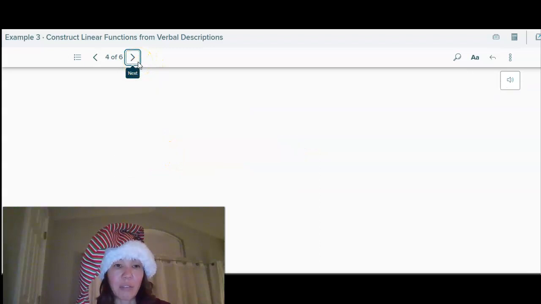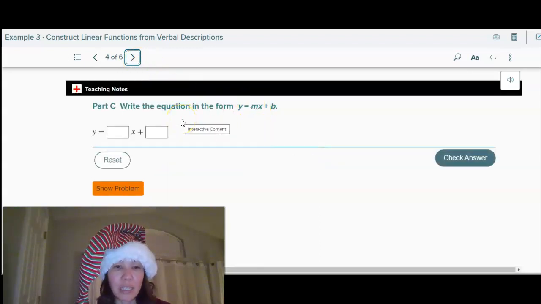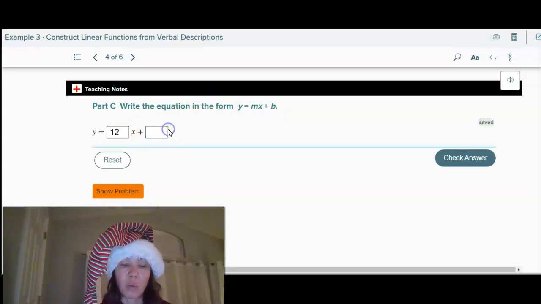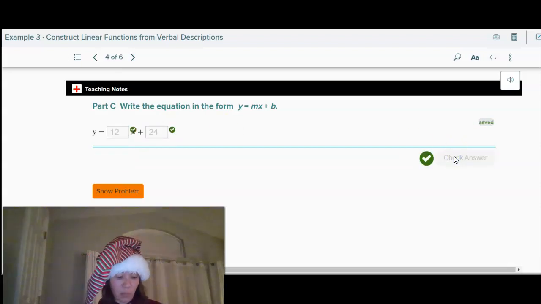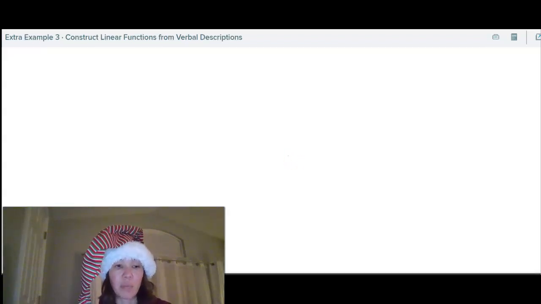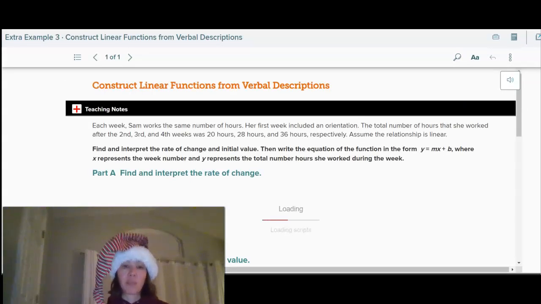So now that we have the slope and the y-intercept, finding those two pieces is the hard part. Writing the equation is easy. The slope goes here, and the y-intercept goes here. I think it was 24 if I remember correctly. And that's all you have to do to write the equation. So the hard part is finding each of those. Writing the equation should be easy. Again, not in your book, but look at this problem. And let's read and do this one together.